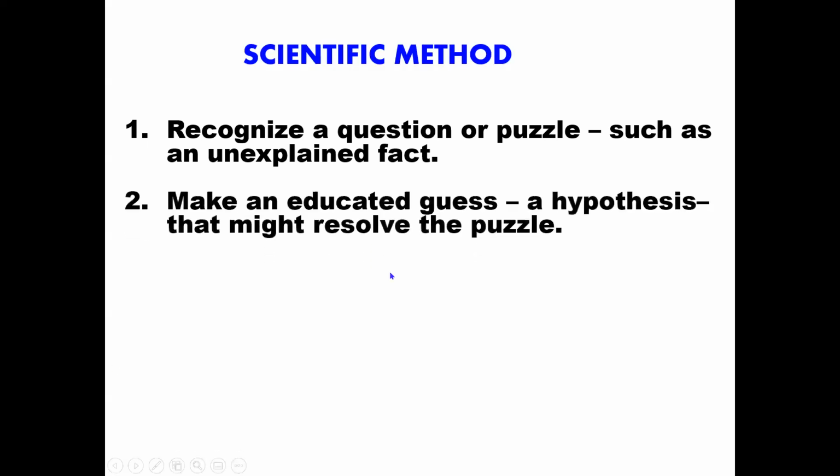Then next, you can make an educated guess, which we call a hypothesis, about the puzzle. For example, you can guess there should be some kind of force that is pulling downwards. That's why everything falls towards the center of the earth, towards the surface of the earth. So this is the second step in any kind of scientific method.